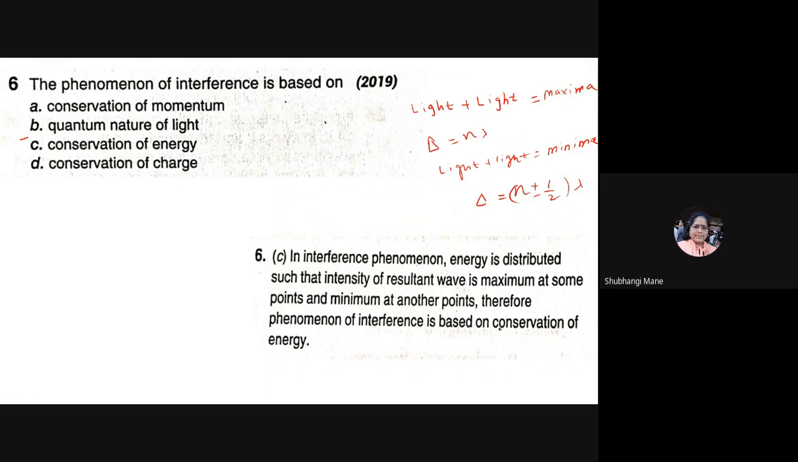ठीक आहे. The phenomenon of interference is based on conservation of momentum, quantum nature of light, conservation of energy and conservation of charges. ओके. आता कॉन्झर्वेशन याचा अर्थ जर तुम्हाला समजून घ्यायचा असेल तर लॉ ऑफ कॉन्झर्वेशन ऑफ एनर्जी, मास अँड एनर्जी असं म्हणतो आपण. बरोबर. लॉ ऑफ कॉन्झर्वेशन ऑफ मास अँड एनर्जी.